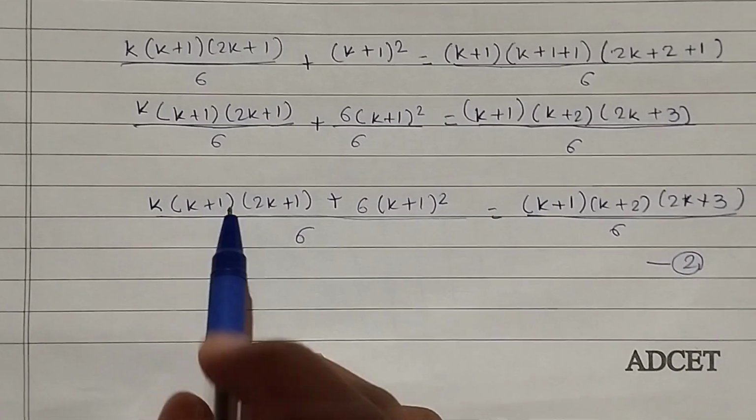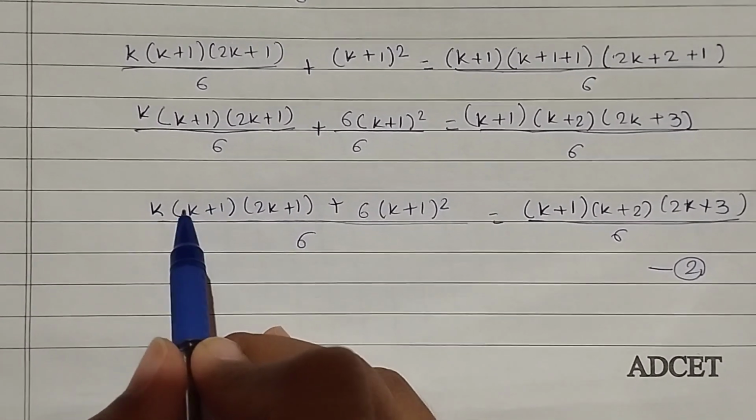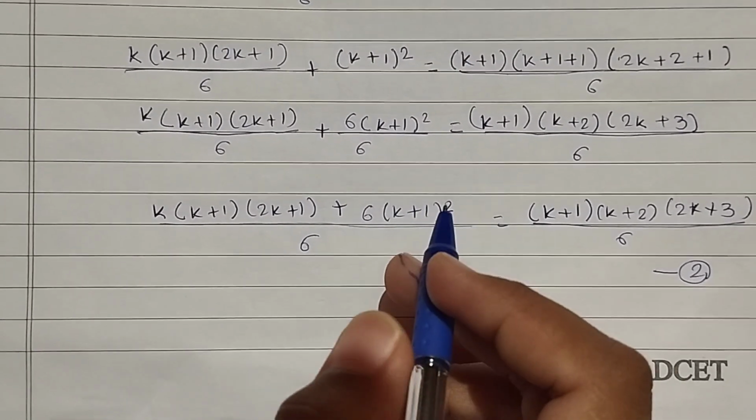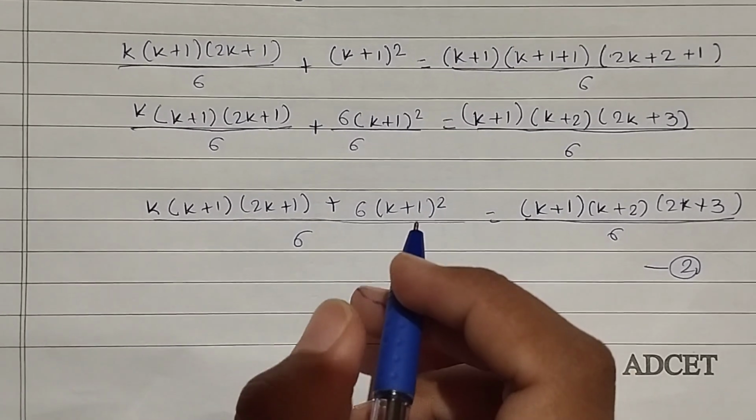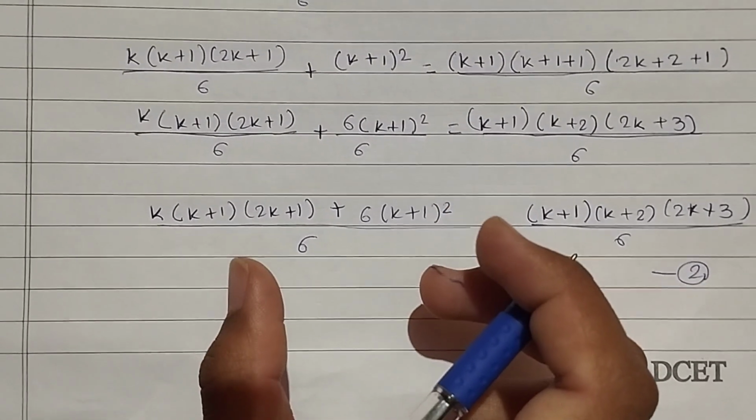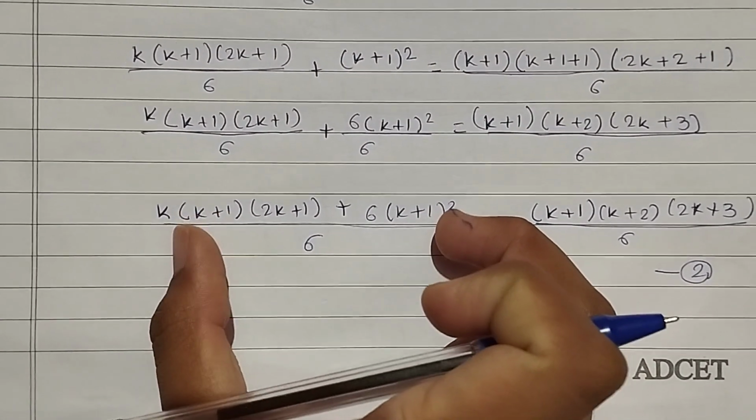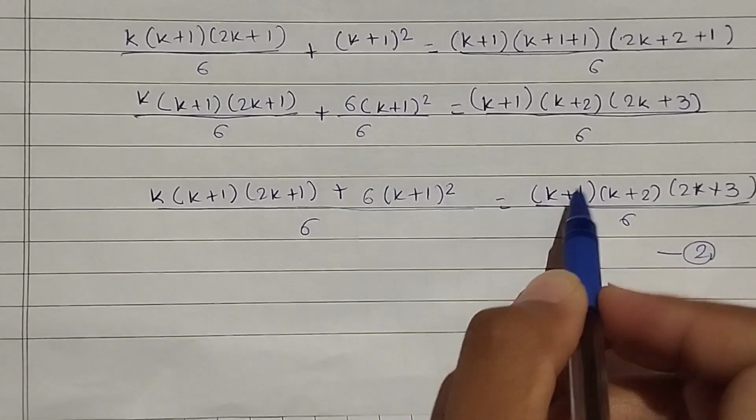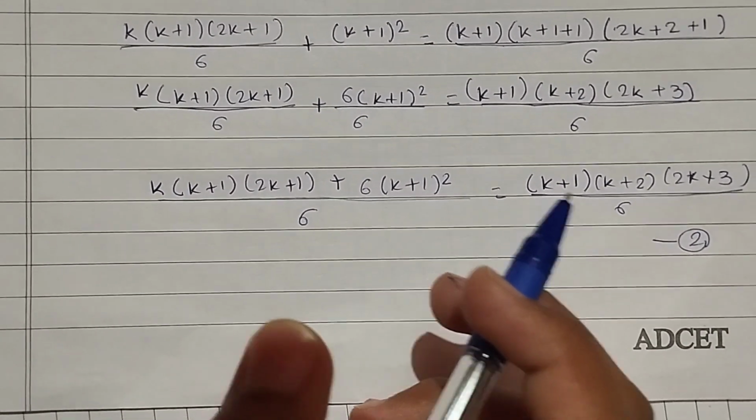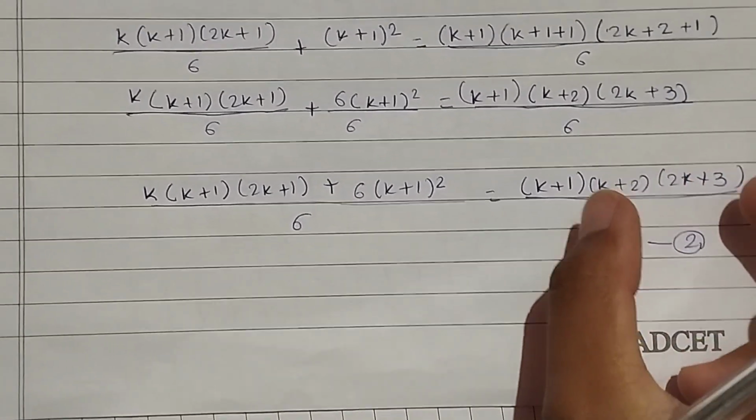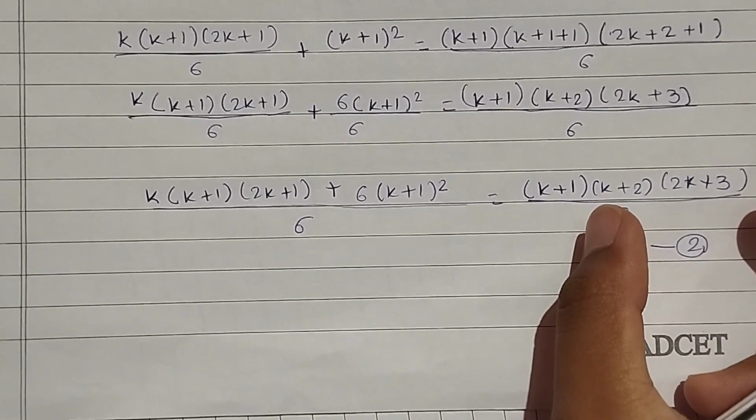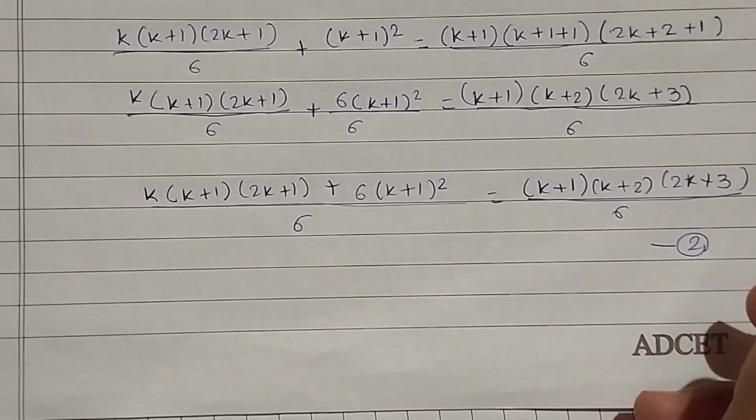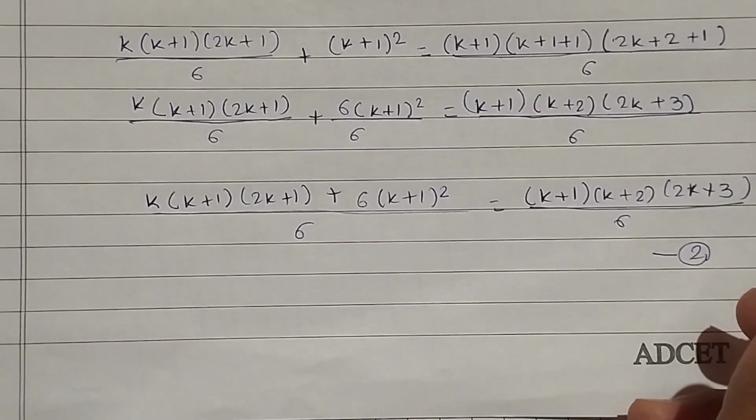So if we observe carefully, here we see k plus 1 and k plus 1. So if we put k plus 1 common from this equation and take it outside, then this k plus 1 we get automatically, and then our work is only for the k plus 2 and 2k plus 3. These two terms we get easily. So let's see how.